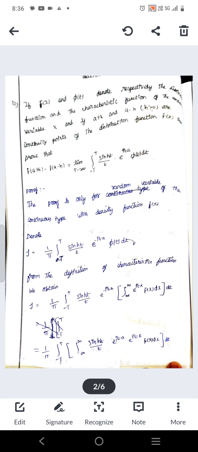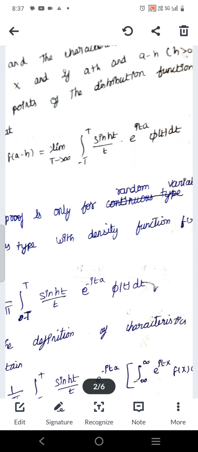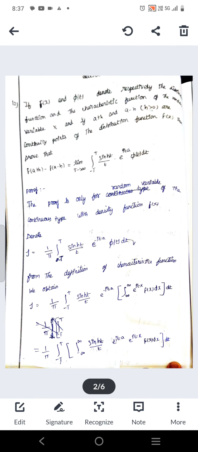Our density function is f of x. We denote the right-hand side by J. Let me take this term: J is equal to 1 by pi, the integral from minus T to plus T of sin(ht) by t, e power minus ita, phi of t dt.